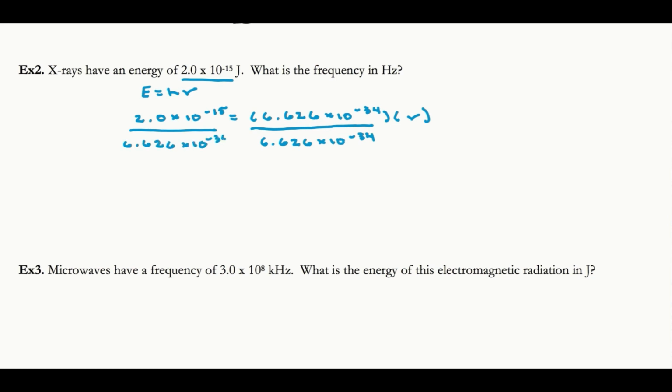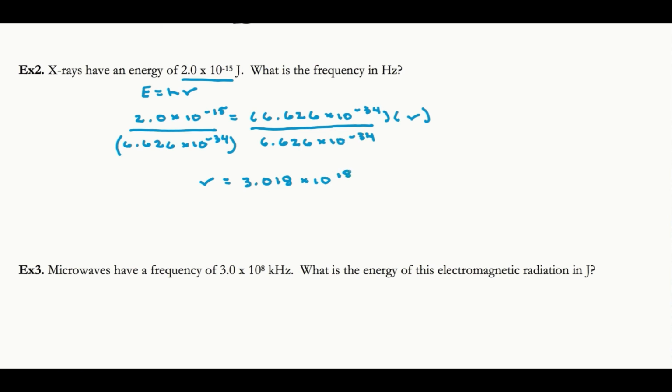Keep in mind when you're plugging this into your calculator to put Planck's constant in parentheses, or else your calculator will divide by 6.626, and then it will multiply by 10 to the negative 34th, which you don't want it to do. Okay. I'm going to divide by my Planck's constant, and the unrounded value that I get for my frequency is 3.018 times 10 to the 18th.